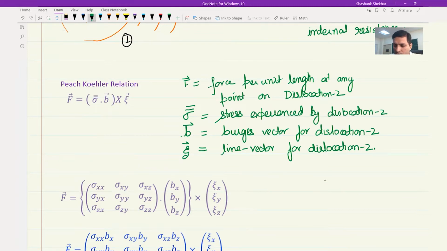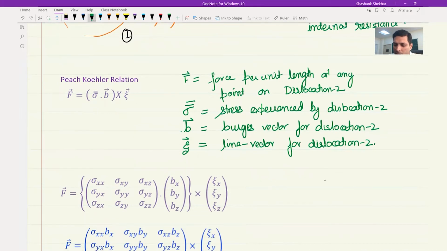the force per unit length is sigma dot b cross e. So let's call it e. So it is ex, ey, ez, and sigma has the 9 quantities.